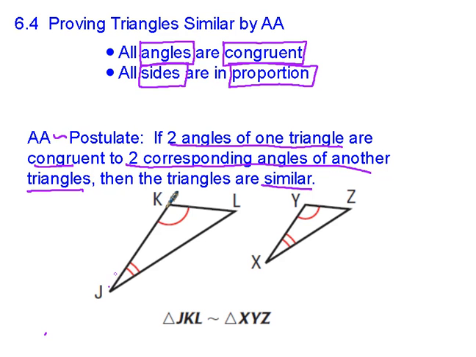Triangle JKL is similar to triangle XYZ. And we know this because angle J is congruent to the corresponding angle X, and angle K is congruent to the corresponding angle Y. So we can say, keeping our vertices in order, triangle JKL is similar to triangle XYZ.